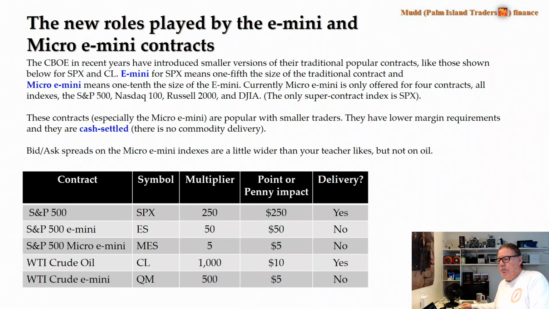In crude oil, which is priced in dollars per barrel, a 1 penny change in the crude oil will impact your account to the tune of $10. And for the smaller contract, it will impact your account to the tune of $5. Before you ever trade a futures contract, you really need to evaluate the point or penny impact so you can understand the sensitivity of that futures contract to the sort of price swings that you've been seeing lately. These things can swing in price a lot more than some people realize.